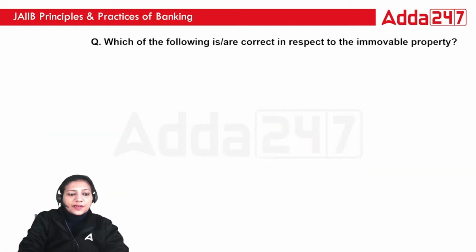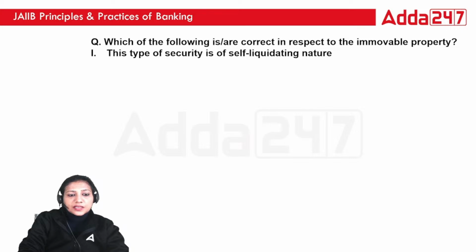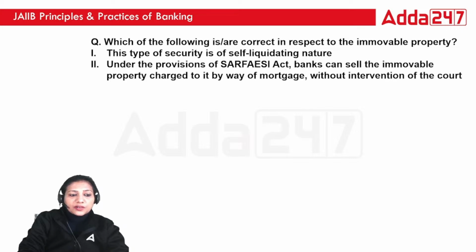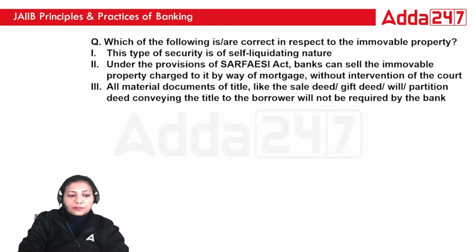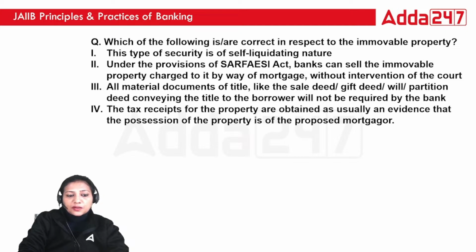So let's do some questions. Which of the following is or are correct in respect to the immovable property? One, this type of security is of self-liquidating nature. Two, under the provision of the SARFAESI Act, banks can sell immovable property charged to it by way of mortgage without intervention of court. Three, all material documents of title like sale deed, gift deed, will, partition deed conveying the title to the bank will not be required by the bank.